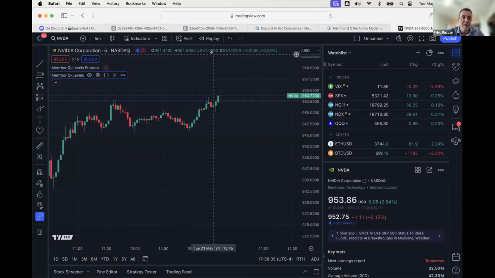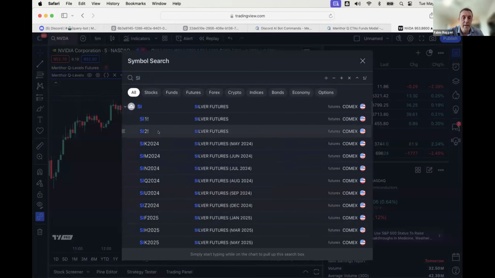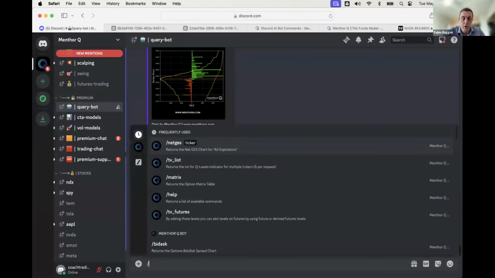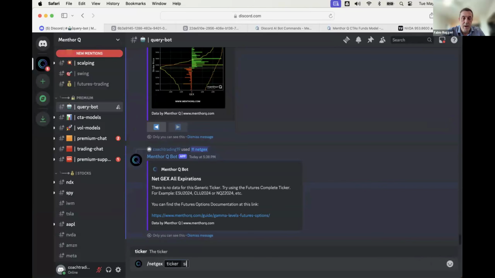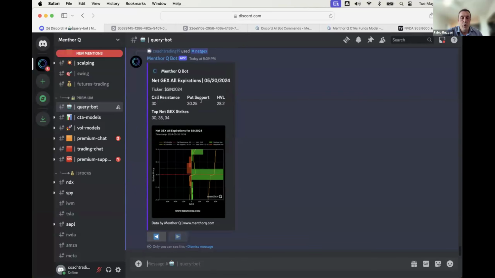For example, in the case of silver, we can look at the SI ticker, and we see that right now SI1 is the May future. So we have no data for that. Maybe we can start looking at the June future or July future. So we can go now in the bot and use the actual ticker, for example, SIN2024, and now the data appears. So now you have data on this contract. The reason is simply that we rely on option data to be able to provide this data for you on the different futures. I hope that's clear.